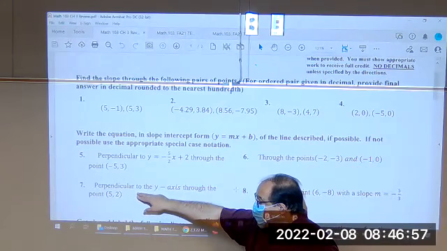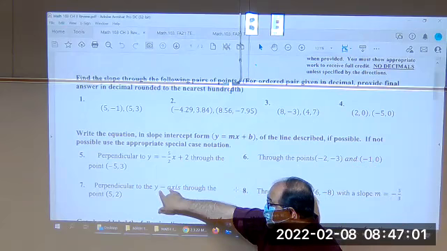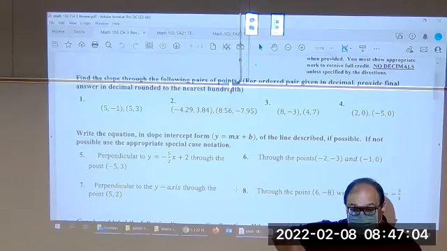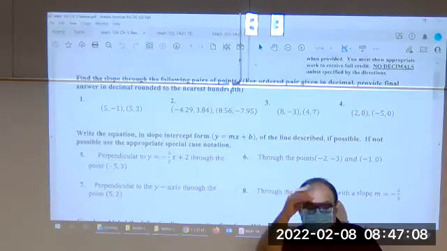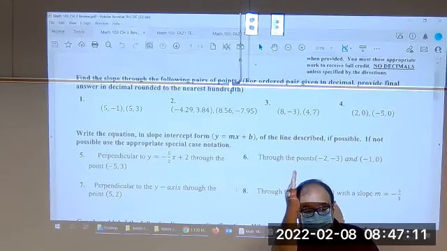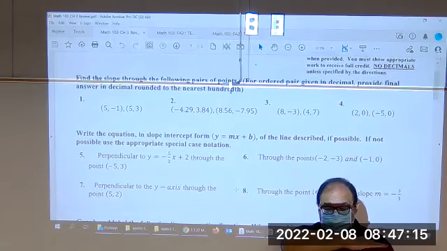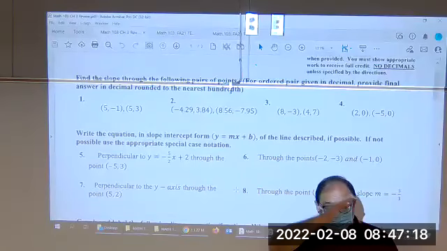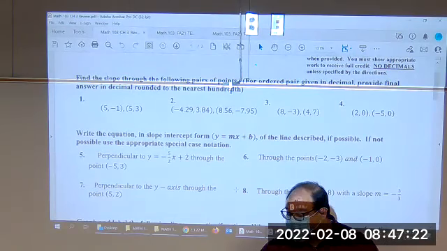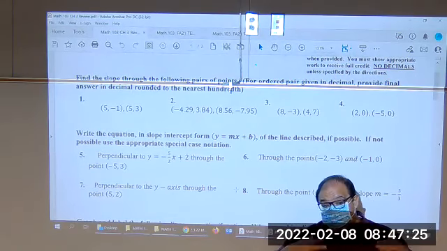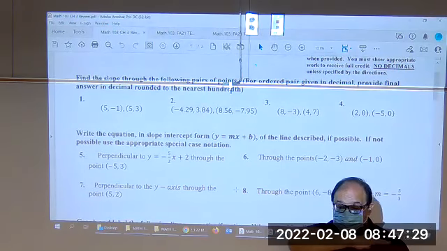Here's a perpendicular question, but not like this one: perpendicular to the y-axis. Parallel or perpendicular to, when it's worded like this, the y-axis is vertical. So parallel or perpendicular to vertical is going to be a special case. The x-axis is horizontal. So just like this one, parallel or perpendicular to the x-axis is going to be a special case. The best way to do that one is draw a picture, because it's just going to be either x equals if it's vertical or y equals if it's horizontal.